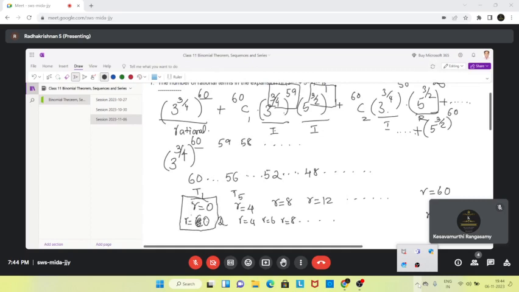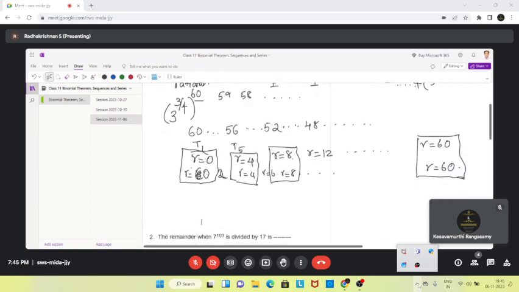When R equal to 2, that 5 to the power of 3 by 2 part is rational, but this first one is not rational. So that whole term doesn't become rational. So when R equal to 4, again it becomes rational. So R equal to 8, it again becomes rational and goes up to R equal to 60. So all we have to do is count the number 0, 4, 8 up to 60. How many terms are there?